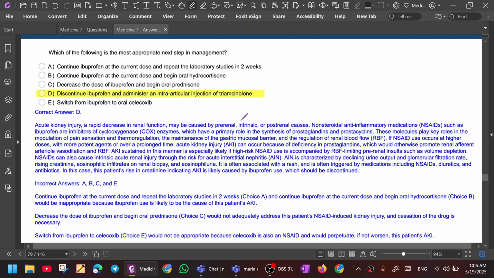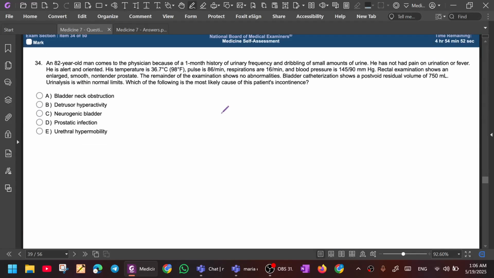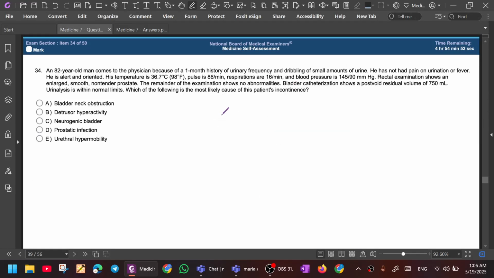An 82-year-old man comes to the physician because of a 1 month history of urinary frequency and dripping of small amounts of urine. He has not had pain with urination or fever. He is alert and oriented. Pulse, temperature, and respirations are fine. BP is high. Rectal exam shows an enlarged, smooth, non-tender prostate. The remainder of the exam is fine. Bladder catheterization shows a post-void residual volume of 750 ml. Urinalysis is within normal limits. Which of the following is the most likely cause of the incontinence?